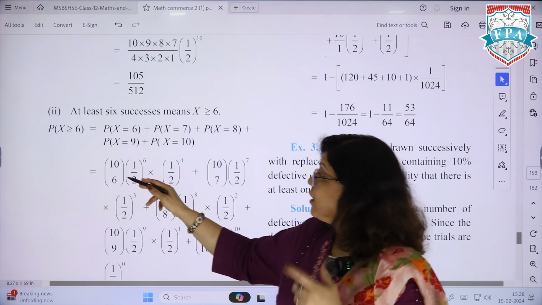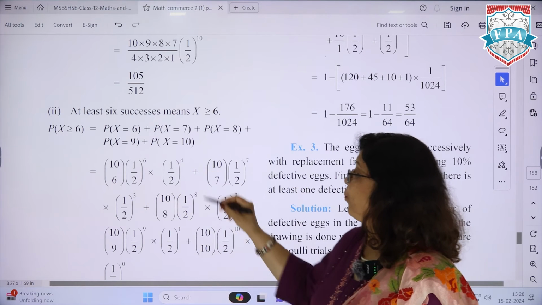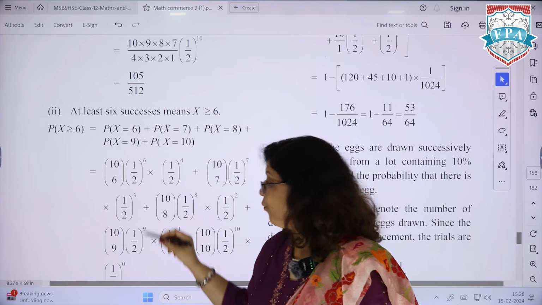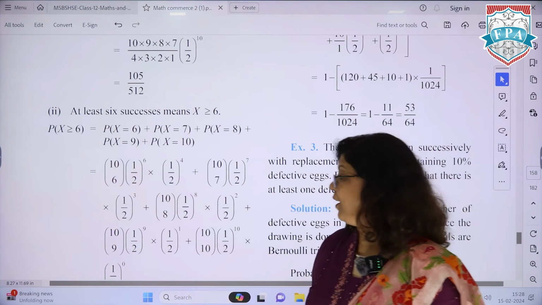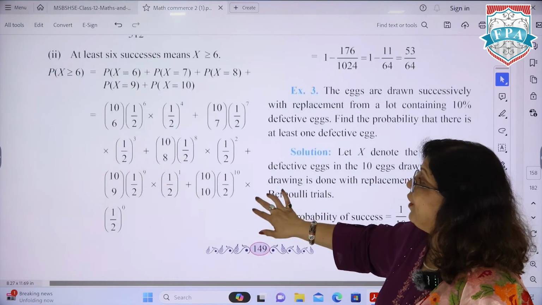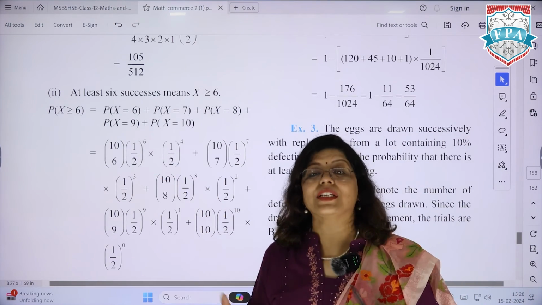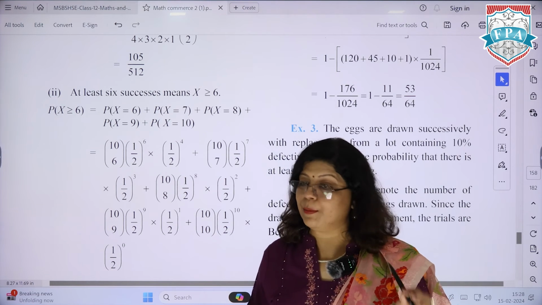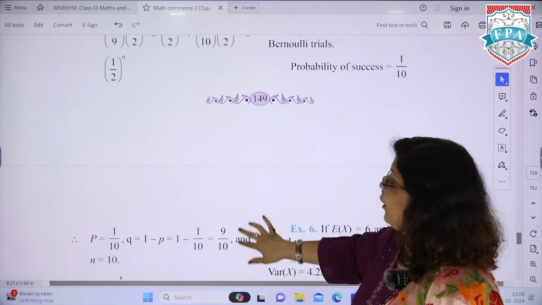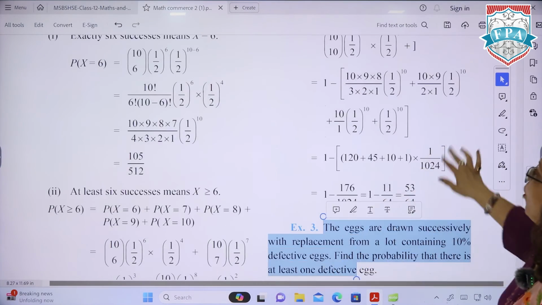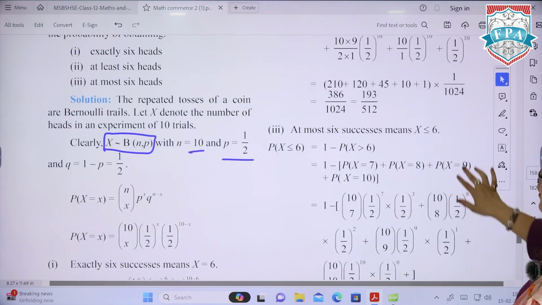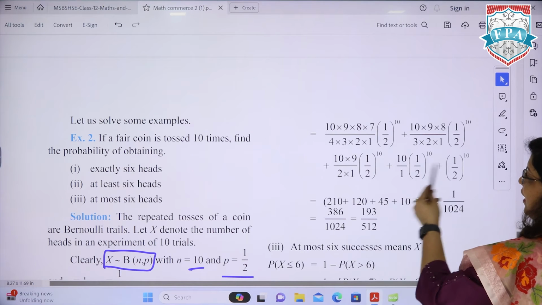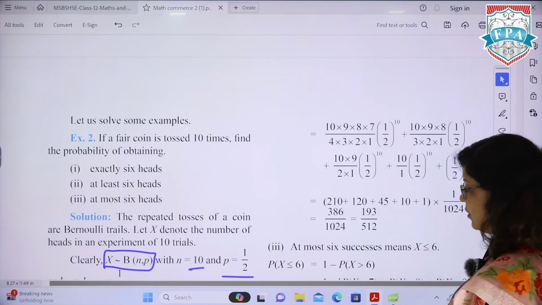So 10C6, 1 by 2 to the power 6 into 1 by 2 to the power 4. Then 10C7, 1 by 2 to the power 7, 1 by 2 to the power 3. Then 10C8, 10C9 and 10C10. Every time if you notice, since p and q are the same, their powers add up to make 1 by 2 to the power of 10. So the final answer will ultimately depend upon the values of 10C6, 10C7, 10C8, 10C9 and 10C10, and you'll get the answer.